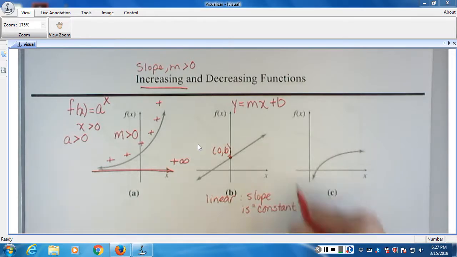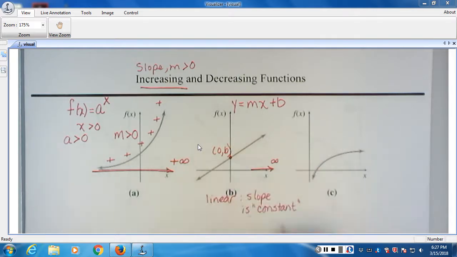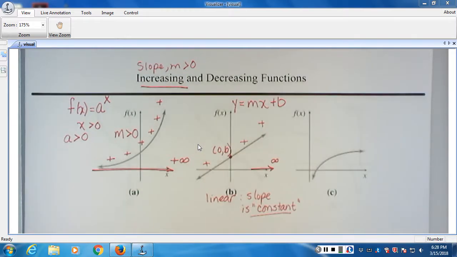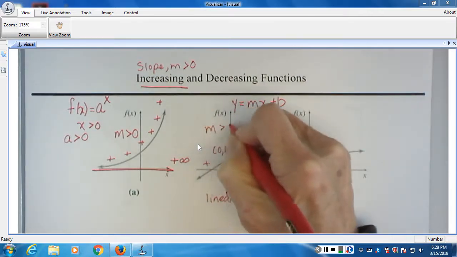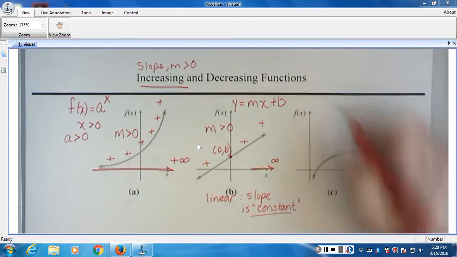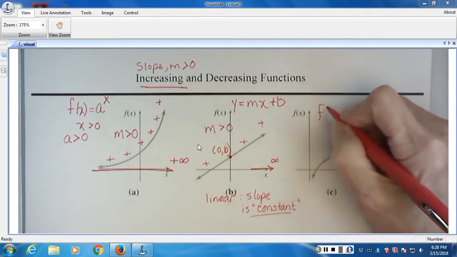So in this case, as your x approaches infinity, that slope itself never changes, but it is still always positive. Okay? And once again, your slope is a positive number. It's just that the slope doesn't change as you move along the x-axis. It remains constant. This third function is a natural log function, or a log. It might not be a natural log, but the third one is a log function.